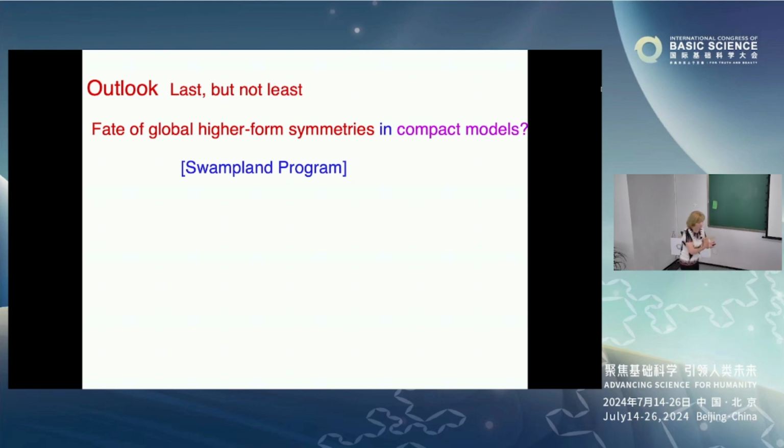In the outlook, there is the last topic I was alluding to, but I don't think it's the least topic. Because we definitely want to understand what happens to higher form symmetries in compact models. And that is, again, a part of the swampland program, but really to understand the whole picture when we couple quantum field theories to consistent quantum gravities, what happens to higher form symmetries, or how can we trace its origin or its behavior as we compactify the theory.